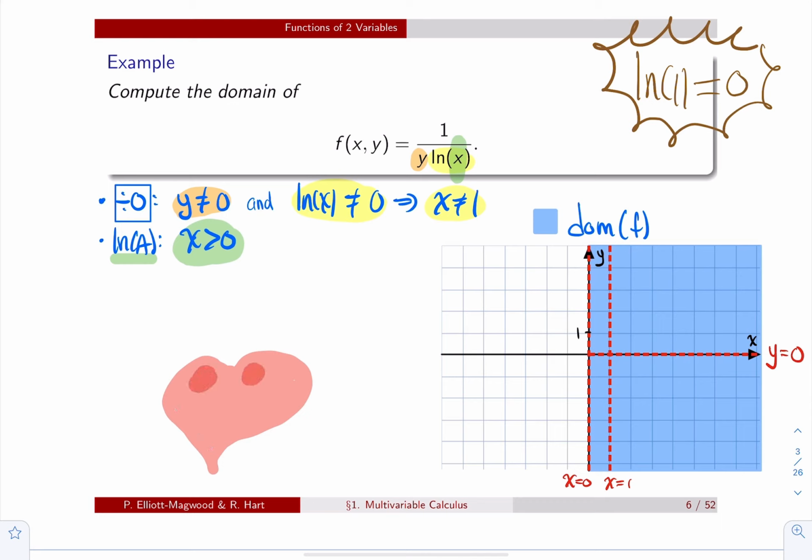Anyways, for that first video of functions of two variables and their domain, that's it.